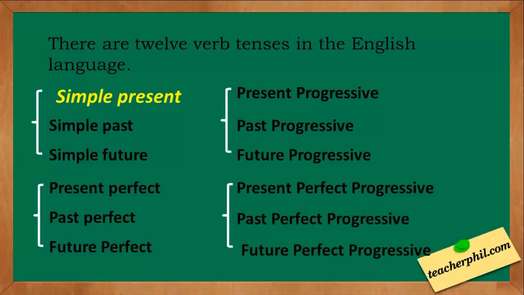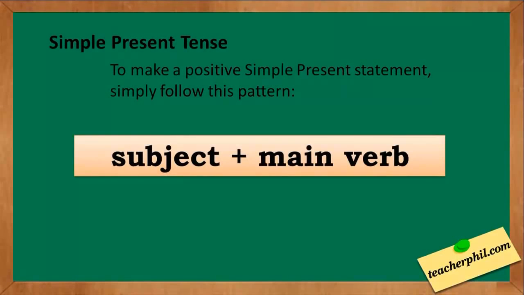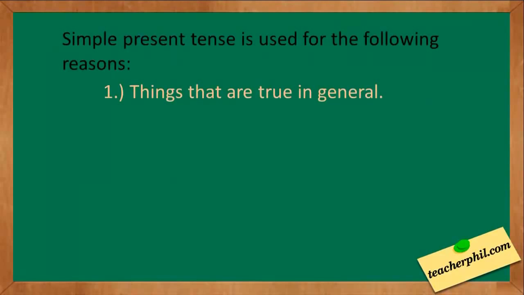This lesson will talk about the simple present tense. To make a positive simple present statement, simply follow this pattern. Subject plus main verb. Simple present tense is used for the following reasons. Number 1, for things that are true in general.